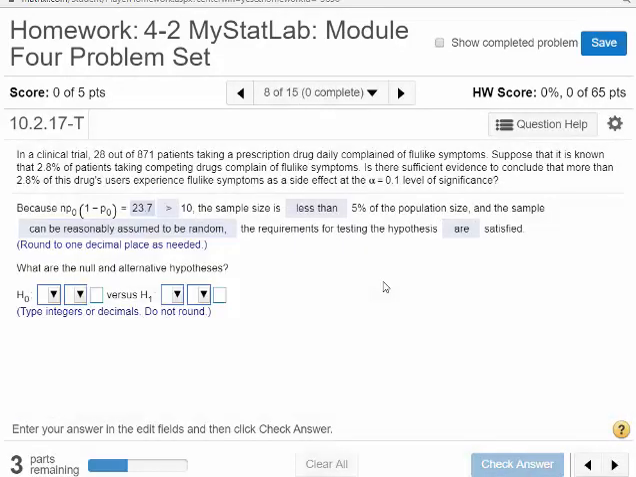So what are the null and the alternative hypotheses? The question says, is there sufficient evidence to conclude that more? So the key word there is more. What that tells me is my alternative is going to be a greater than.